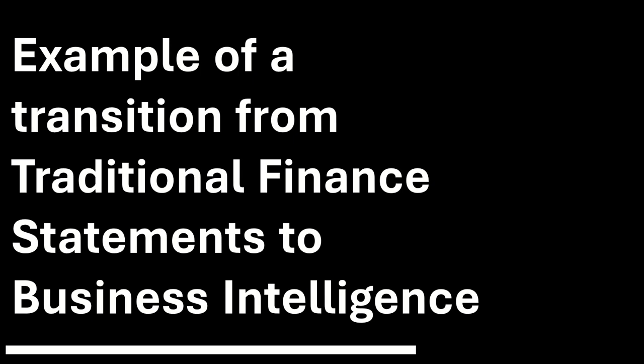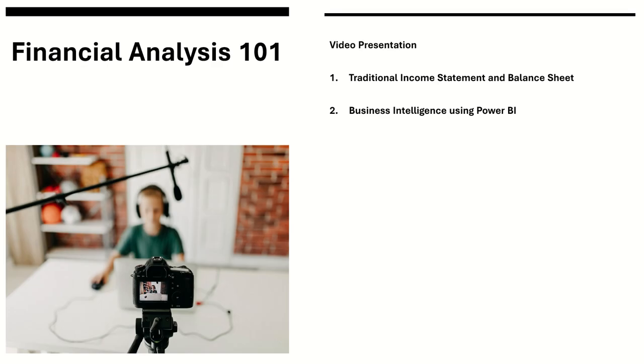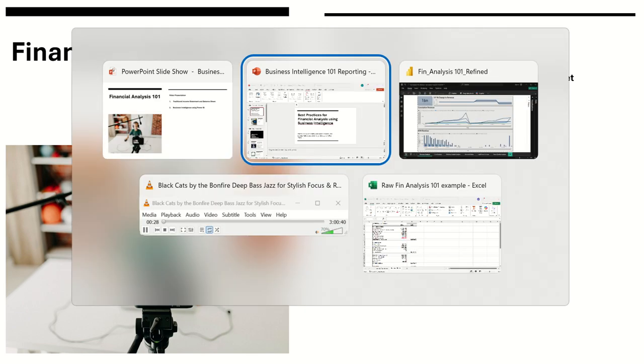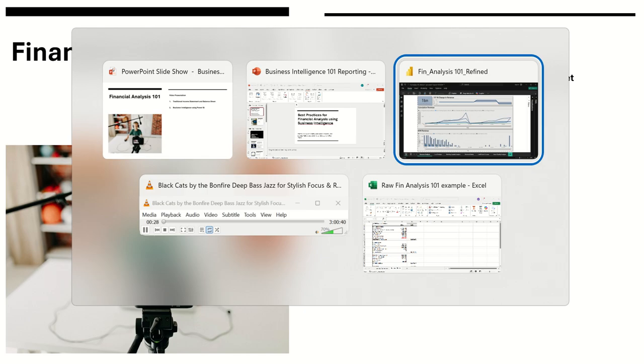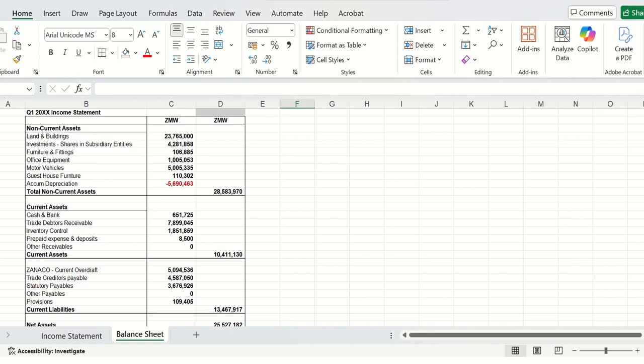So we're going to have an example of a transition from the traditional finance statements to the business intelligence statements. We're going to first look at what the traditional income statement and balance sheet looks like, and then we're going to look at the business intelligence using Power BI. So here we move on to what real financial statements look like. So here we have two things. We have the income statement, or the balance sheet, sorry. That's a typo.